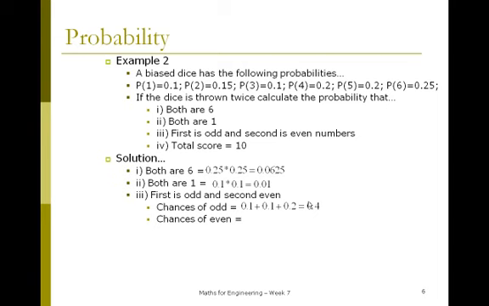Now the probability of the second being an even is, for position 2 the probability is 0.15, for position 4 the probability is 0.2, and for position 6 the probability is 0.25. So adding these together gives us a probability of 0.6.